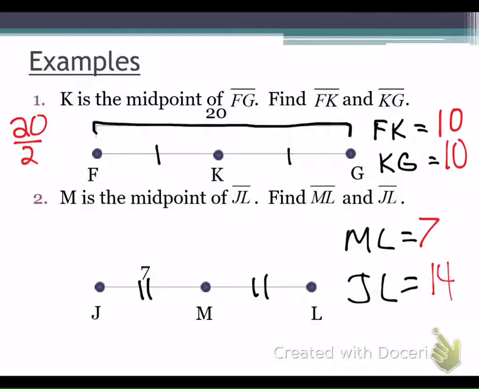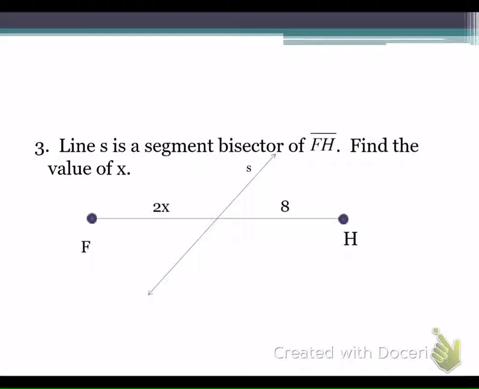What are your questions so far? So for number 3, it says the line S is a segment bisector. What does a segment bisector do? Cuts it right in half. Very good. We want to find the value of x. So if this guy is cutting it right in half, what do I know about this expression and this expression? They're even. What do you mean even? Like they're both the same. The same. In algebra class, what do we call two things that are the same? Equal. So we're going to make these two equal.